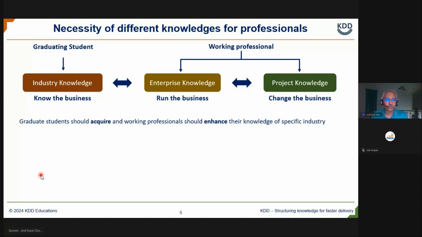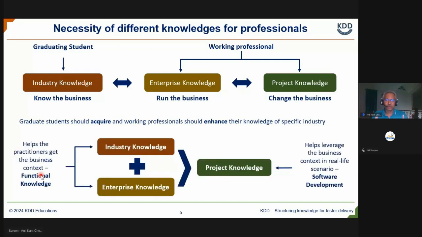Once you get into the profession, then knowing enterprise knowledge and project knowledge becomes important, because now you will have to work on those businesses. You have to maintain those systems, you have to make changes and all of that, right? So I would say, as a graduate student, you should know about the industry. Once you get into the profession, you need to enhance your knowledge about that particular enterprise's business knowledge, and of course the project knowledge which comes with it.